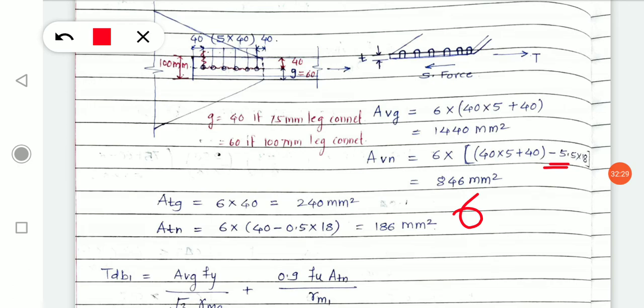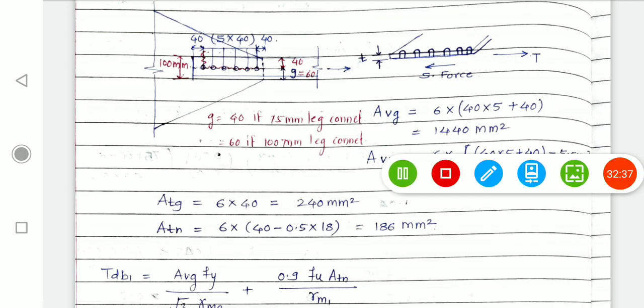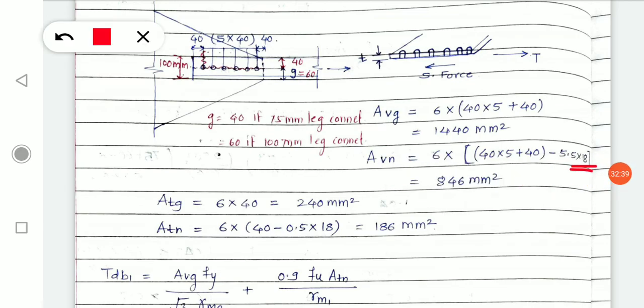Therefore we are taking it as 5.5, into 18. Into 18 is what? The dia of that hole. That much area has to be reduced. So this is what we call AVN. This is what AVG. Now shear area is completed.